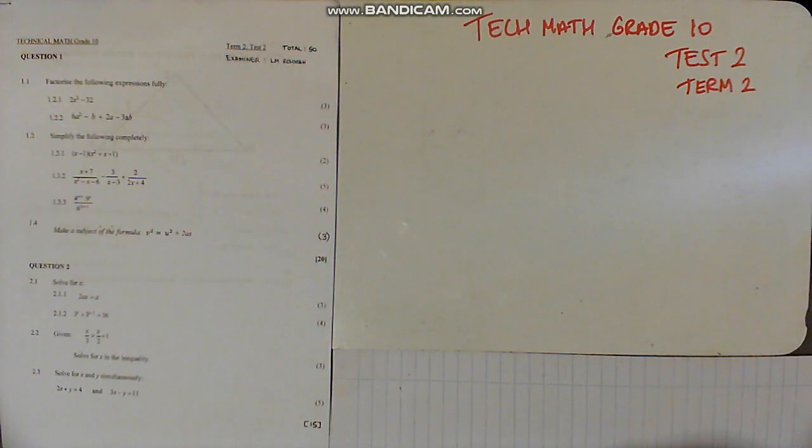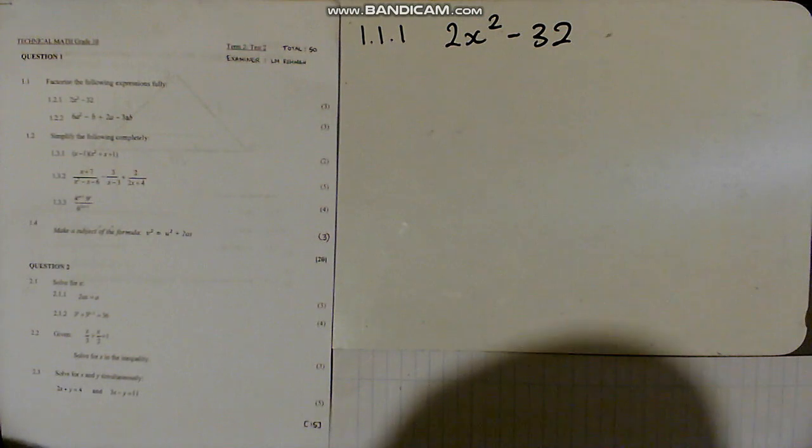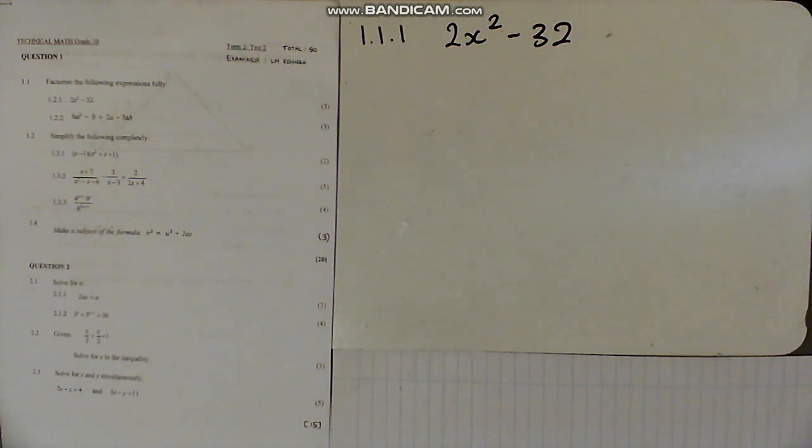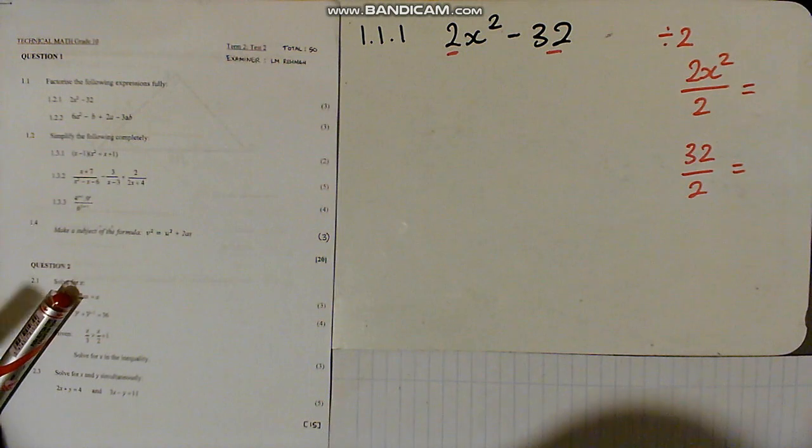We're doing the answers to Tech Math, Grade 10, Test 2, Term 2. We're going to be answering 1.1.1. The question reads Factorize. Do you see anything common in 1.1.1? Do you see a common factor of 2? We are going to remove a common factor of 2 from the first and second term.